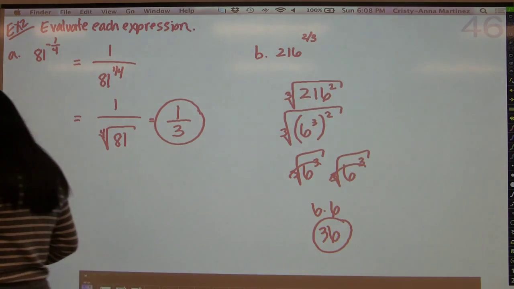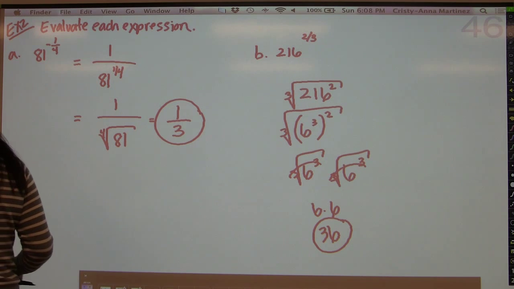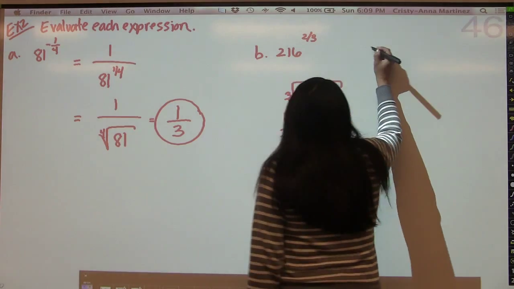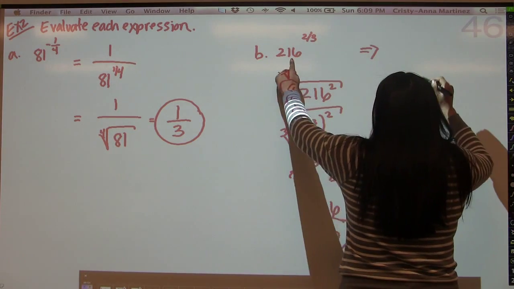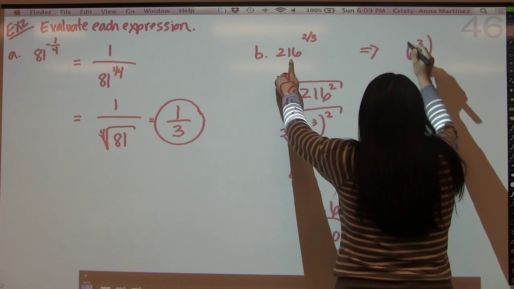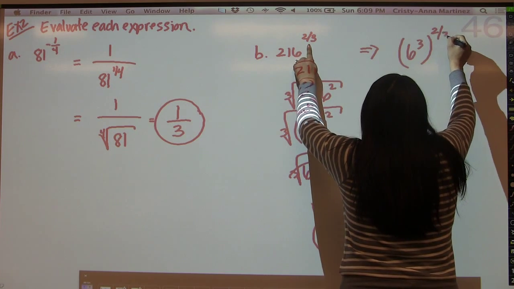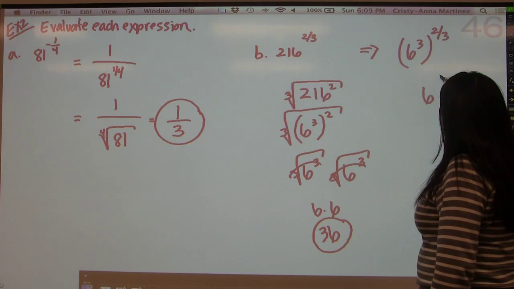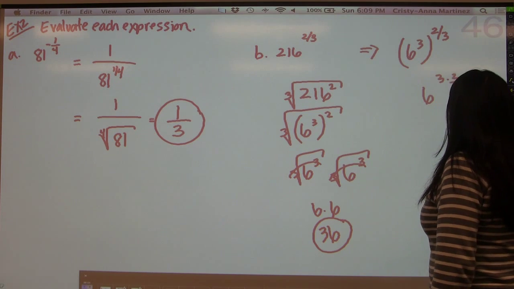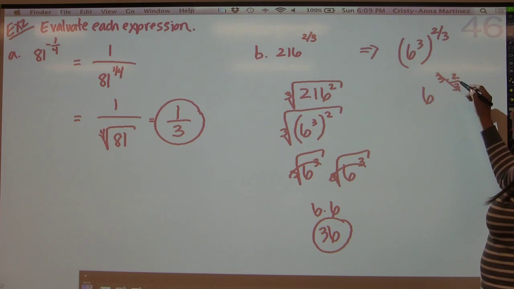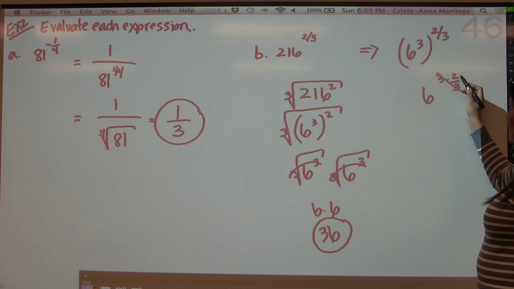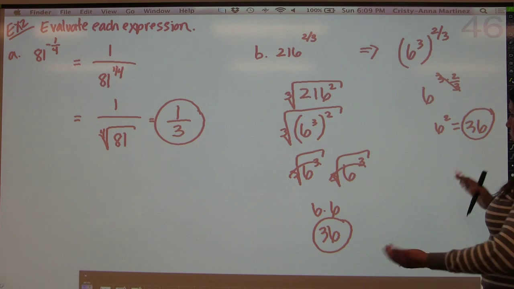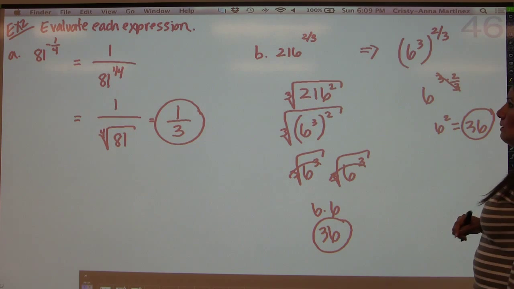Not the only way that you could do it, but it is a way, and it's the way that I did it. So I do want to show you something else you could have done. From the get-go, you could have made 216 6 cubed, and then to the 2/3 power. And since we know that you have a power raised to a power, this is going to be 6 to the 3 times 2/3. And then 3 times 2/3 would have been just 2, because you would have gotten 6 to the 2, with the 3 divided by 3. And that's still 36. So I'm not sure which way is easier for you, but both of those ways will work.